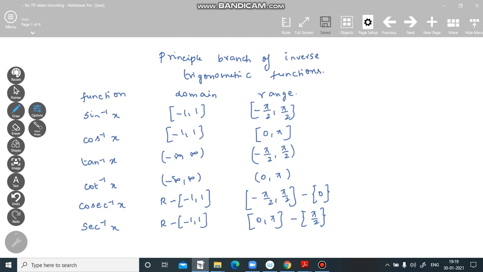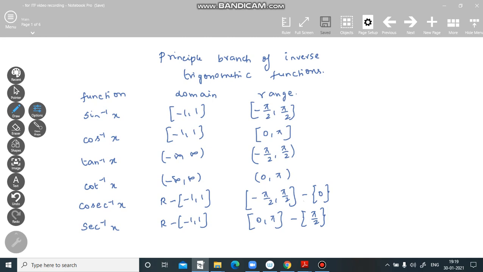Whereas, that is not possible for cos inverse, since cos is an even function, but we know that cos is negative in the second quadrant. So, we can go up to the values from 0 to π to cover all the values of -1 to +1, which is there in the domain.